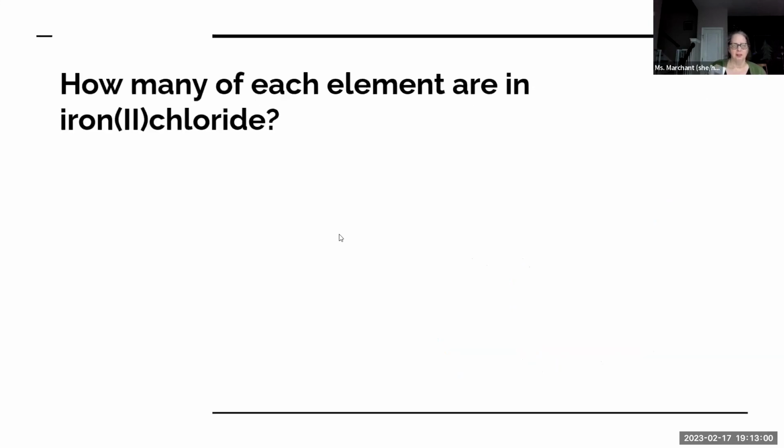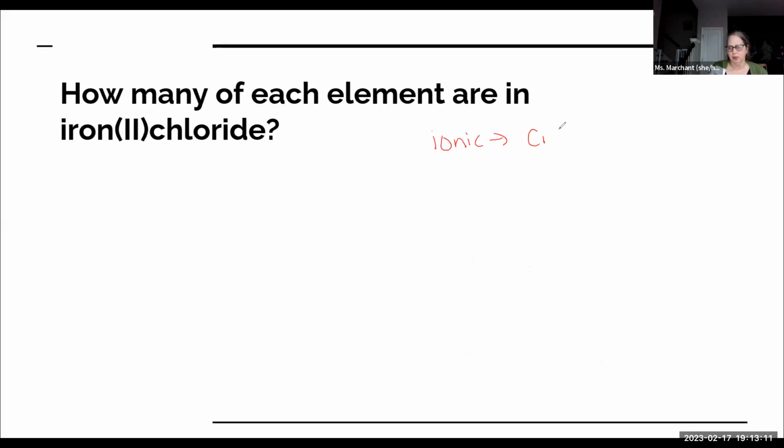How many of each element are in iron(II) chloride? Again, we have to figure out, are we going to have to do crisscrossing? Because that's what ionic is. Ionic, we always crisscross to find the formula. But if it's covalent, we read it directly off because it has prefixes.